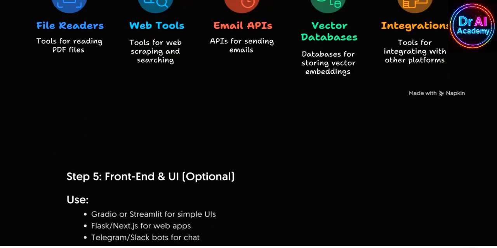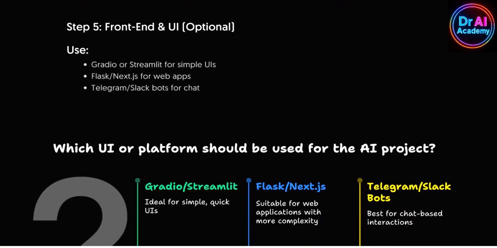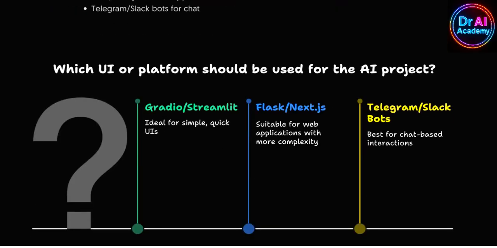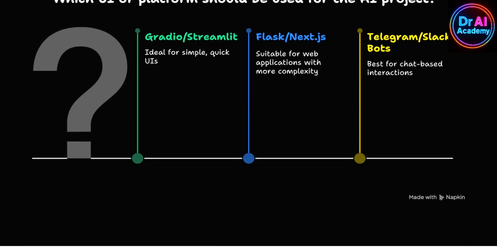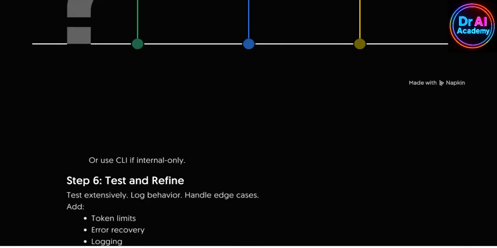Step 5. Front-end and UI, optional. You can add a user interface for ease of use. Frameworks. Gradio, great for quick UIs. Streamlit, interactive dashboards. Next.js/Flask for full web apps. Telegram/Slack bots for chat-based interfaces. Or keep it terminal/CLI based if it's internal use.